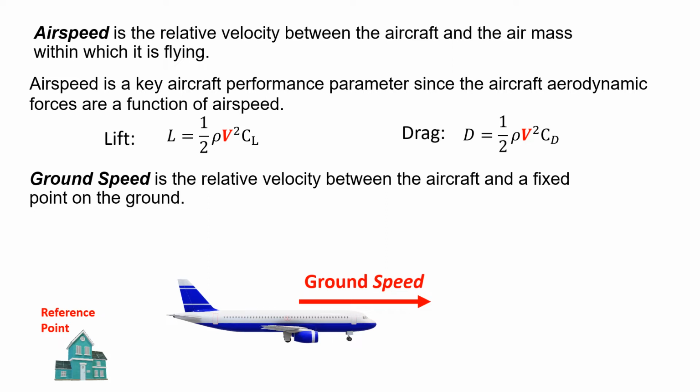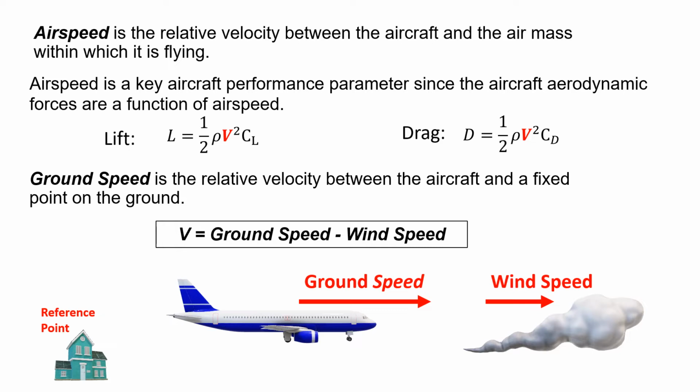Okay, and what's the relation between the airspeed and the ground speed? If we add the wind speed, so I'm showing a cloud as the wind speed, the airspeed is the ground speed minus the wind speed in this scenario, because they are in the same direction. If the wind speed is against the ground speed, against the aircraft, then the airspeed would be the ground speed plus the wind speed, depending on the wind speed vector.